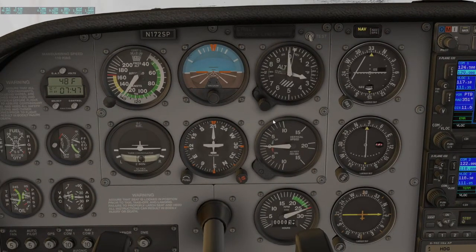When we're done with the interception, I'm going to bring the map back on, and we'll be able to take a look at what we've done and how we intercepted that 300 radial inbound.